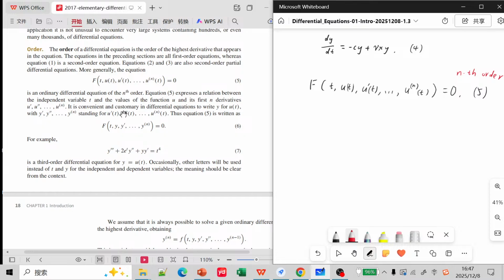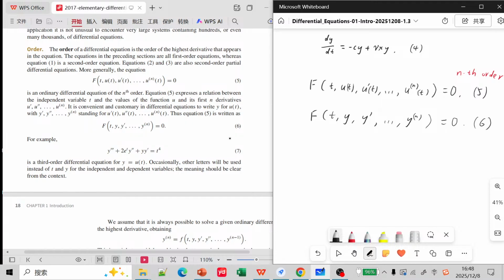It is convenient and customary in differential equations to write y for u(t), with y', y'', and so on up to y⁽ⁿ⁾ standing for u'(t), u''(t), up to u⁽ⁿ⁾(t). Thus, equation 5 is written as F(t, y, y', ..., y⁽ⁿ⁾) = 0. Equation 6.